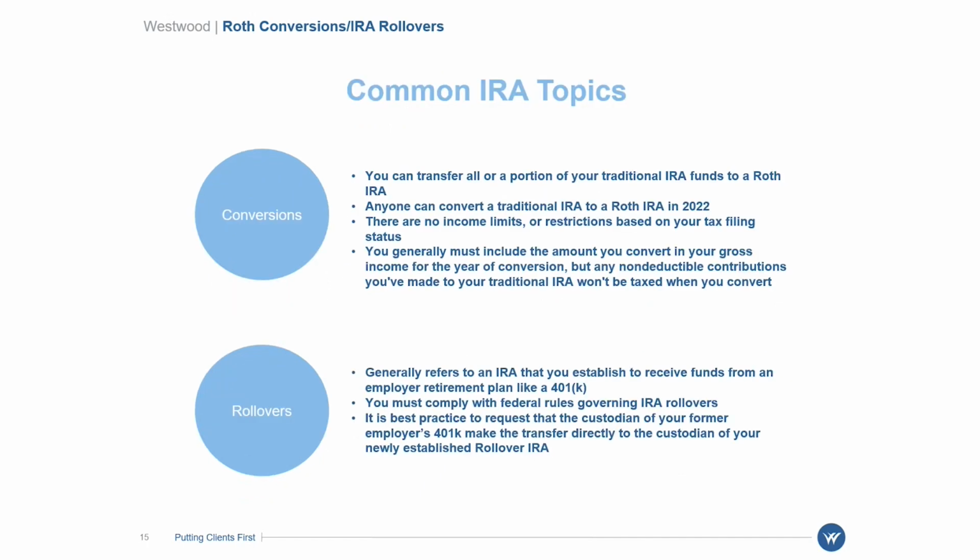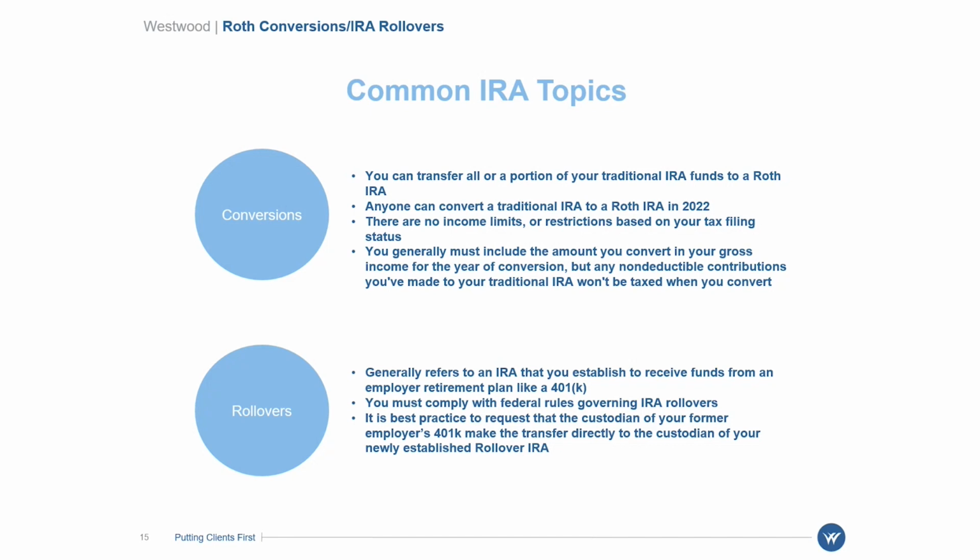Next, we want to delve into two commonly used topics around IRAs, which are conversions and rollovers, two separate and distinct acts used to solve two different objectives. First, let's discuss Roth conversions. And in general, you can transfer all or a portion of your traditional IRA funds to a Roth IRA. There are no income limits or restrictions based on your tax filing status.